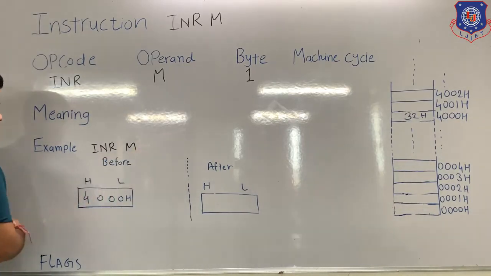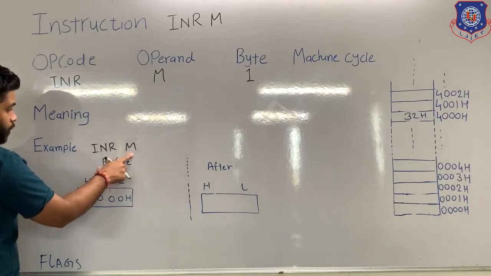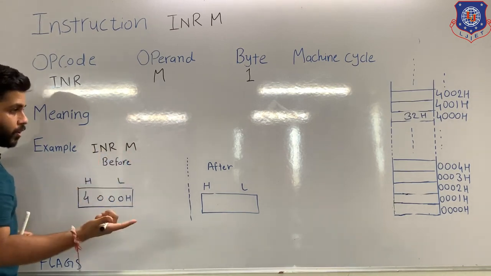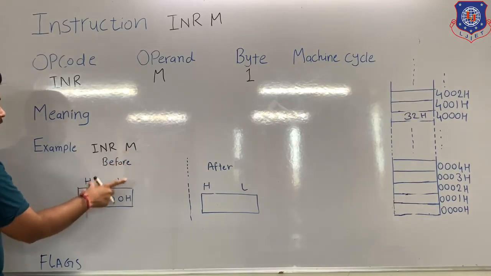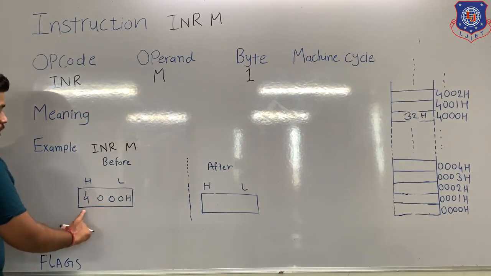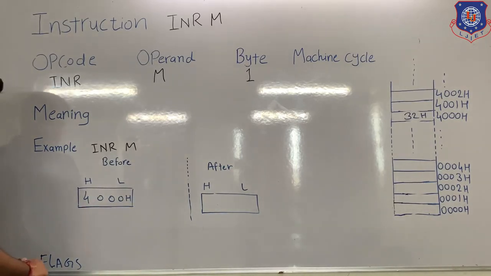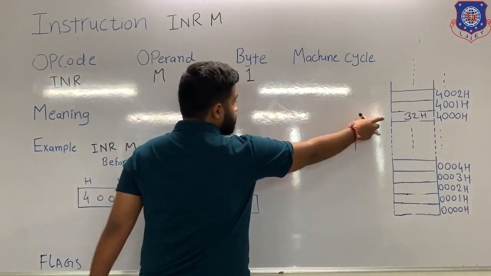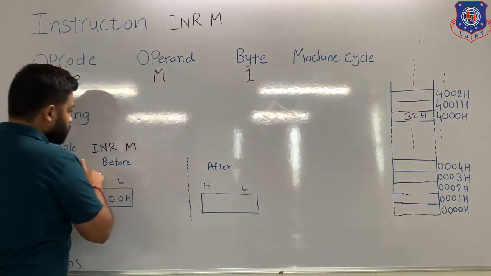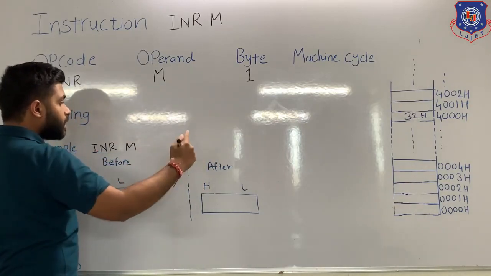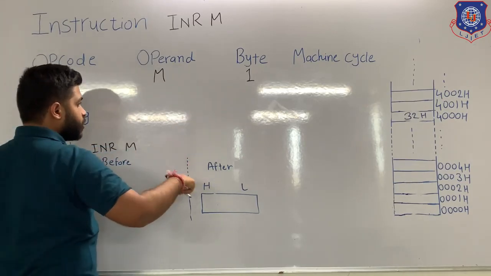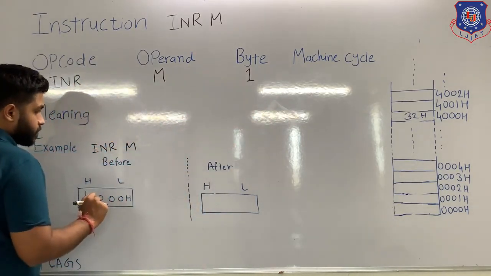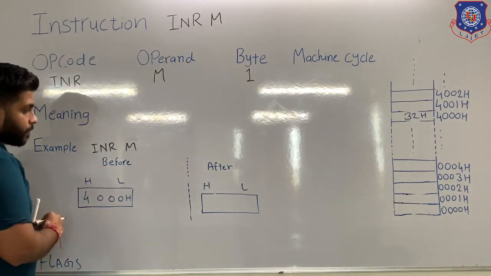Now what is the meaning of INR M? It means increment the content of memory location by 1 and the result will be stored in the memory location. But the question is, which memory location? Whenever M is specified in the instruction, it means the memory location specified in the HL pair. So in the HL pair, the 4000H memory location is specified. In 4000H, which data is present? 32H. So when this instruction is executed, the 32H will be incremented, and after being incremented, it will be stored in the same memory location. Let's see the whole process of the instruction.